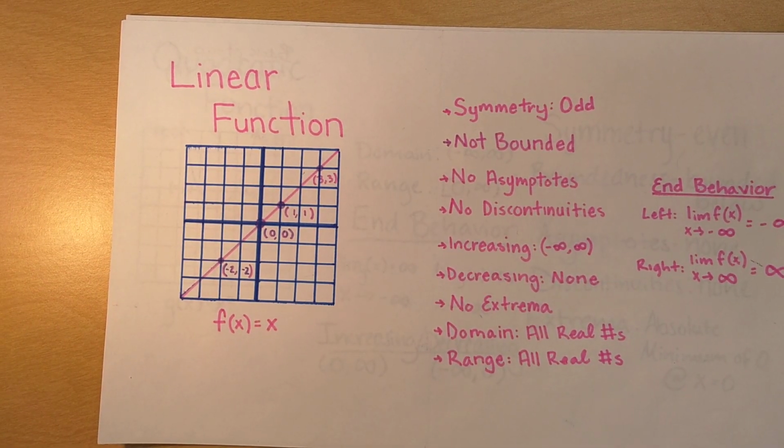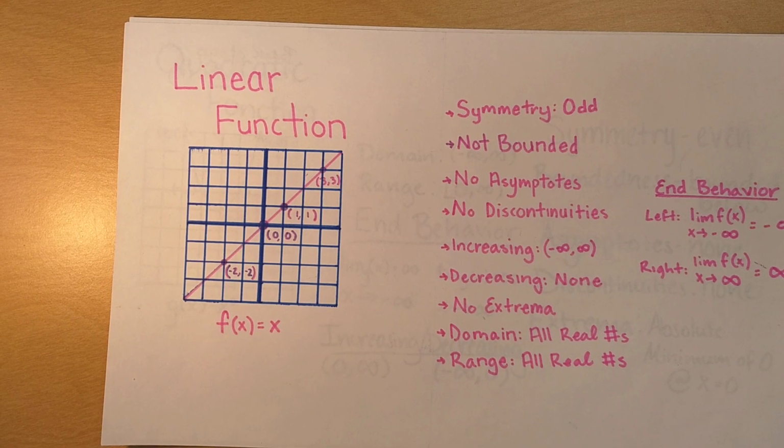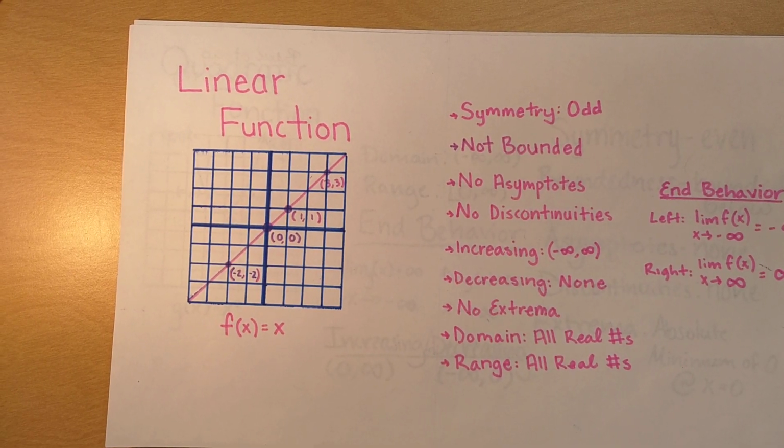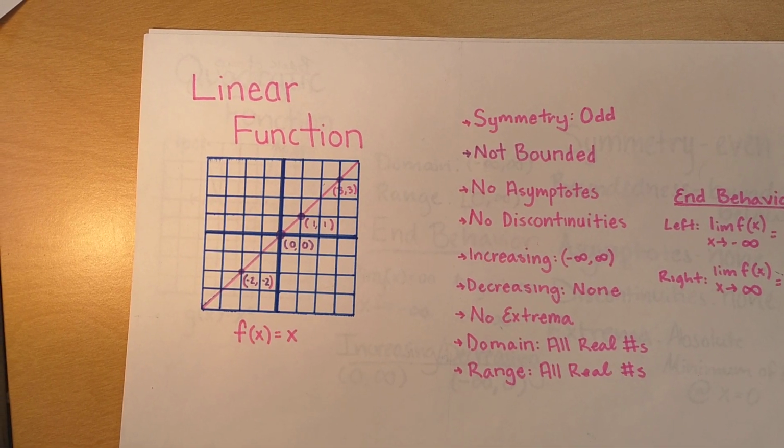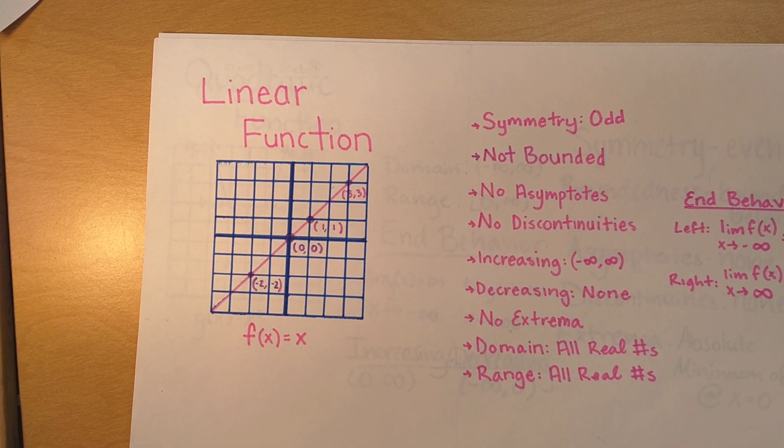Our first function is a linear function. Our example function was f of x equals x. Both the domain and range include all real numbers. For this particular example, y approaches infinity as x approaches infinity, and y approaches negative infinity as x approaches negative infinity. The symmetry of this function is odd.